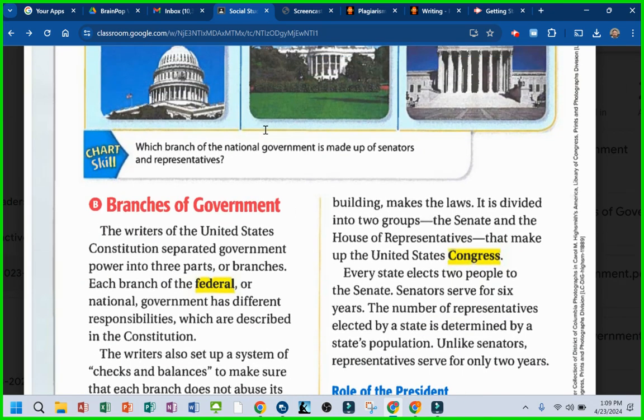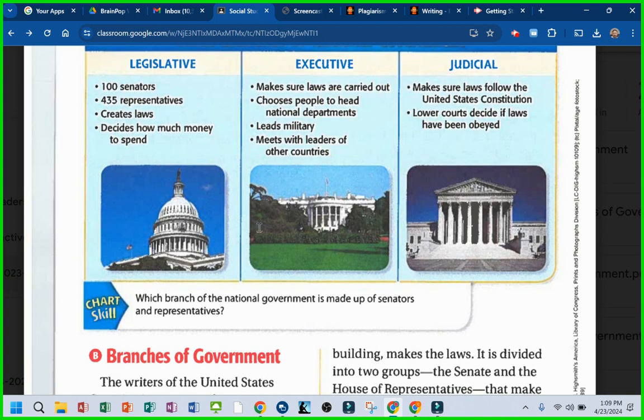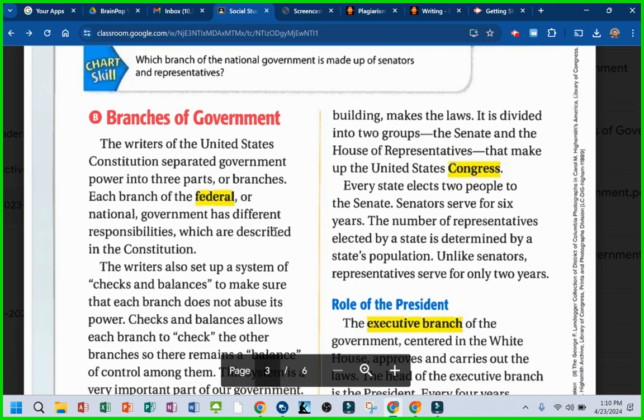Which branch of the national government is made up of senators and representatives? So senators, which branch, which body is that? That would be the U.S. Senate, it's right in the title, right? And then the House of Representatives is the House. So you have the Senate and the House. But what branch do those two belong to? Legislative, executive, or judicial? Everyone? Legislative. All right.